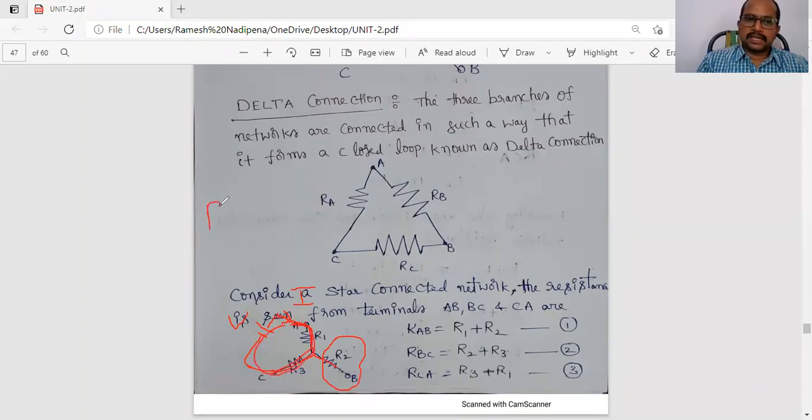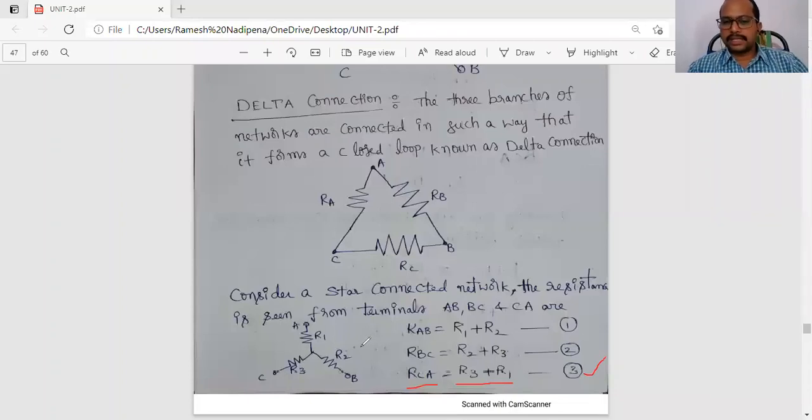So what is R here? R equals V by I. That means R equivalent across the C and A terminals means we need to consider the current passing through the R1 and R3 terminals. That means R1 plus R3. So RCA equals R3 plus R1. That is equation 3. These are equations 1, 2, 3 from the star connected network.